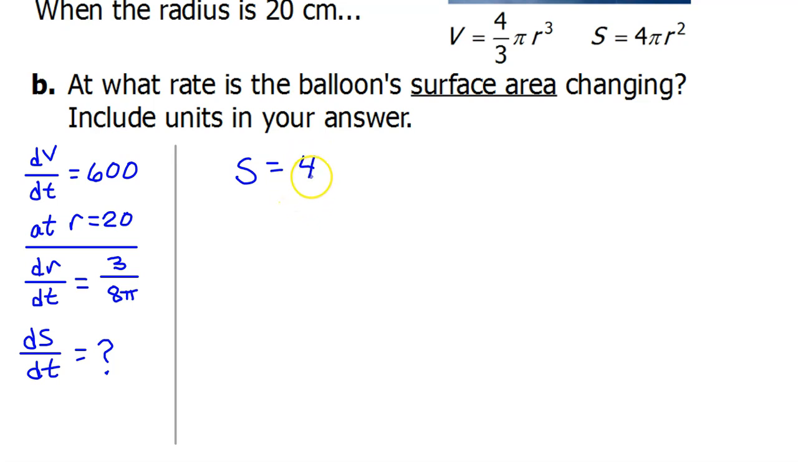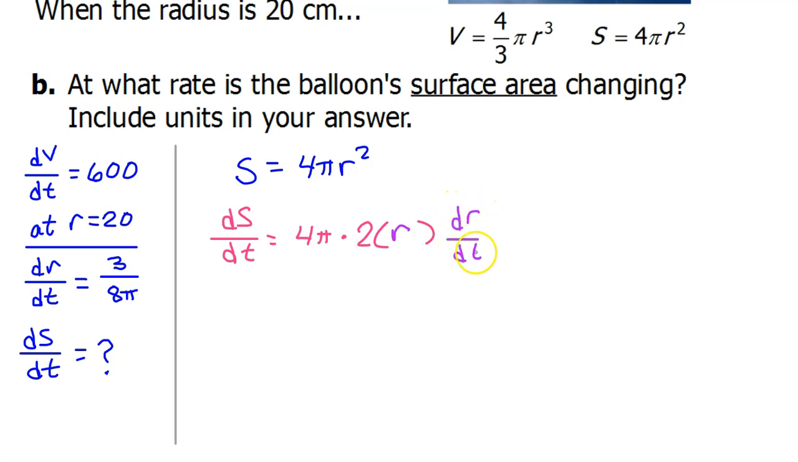So S is equal to 4 pi r squared, and we take the derivative of both sides with respect to t. So on the left side we get dS/dt. Let's bring down the constant of 4 pi. And here comes the chain rule. We have 2 and reducing the exponent by 1. And then we have the inner function of r, but then we multiply by the derivative of the inner function, which is dr/dt. Don't forget that piece.